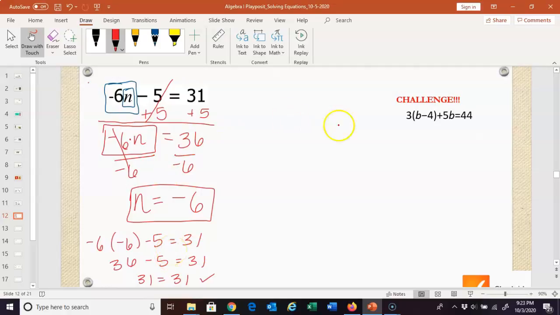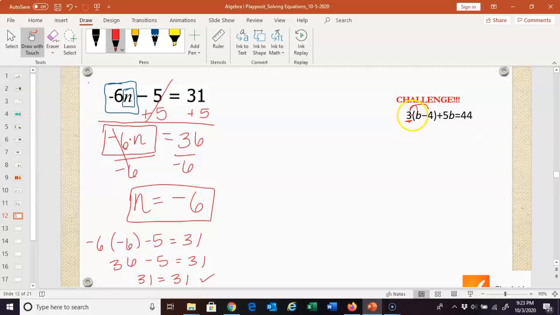Let's look at this challenge question. So here, something we haven't explicitly talked about yet is when you have a number in front of a parentheses. I know we did this a little bit last year if you took Math 8. So remember, if there's a number in front of the parentheses, we have to distribute to everything on the inside. We have to be fair. We have to distribute that number.